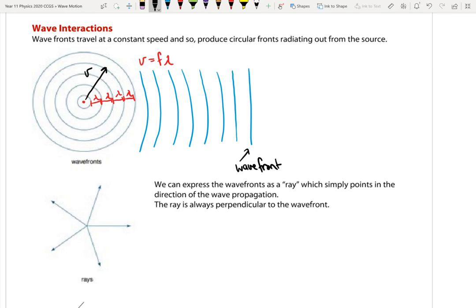Okay. Now, a wavefront is a region of common properties. It could be a region of the same pressure. Could be low pressure, could be high pressure.